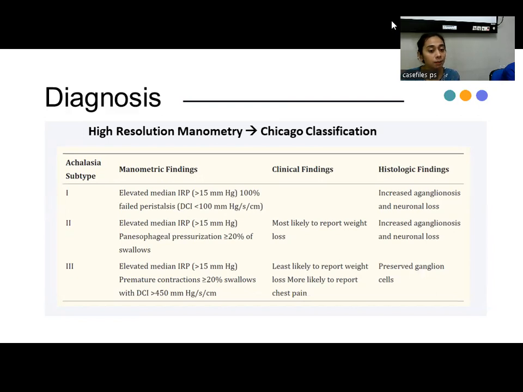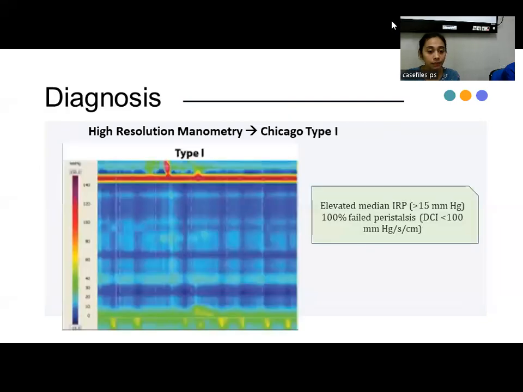In type 2, there is pan-esophageal pressurization in more than 20% of the swallows. These patients are more likely to report weight loss. Again, the histology correlates similarly. In type 3, along with increased IRP, there are premature contractions in more than 20% of the swallows, but DCI is normal, which is more than 450. These patients are least likely to report weight loss, but they're more likely to report chest pain as the presenting symptom. In this case, histology is seen as preserved ganglion cells.